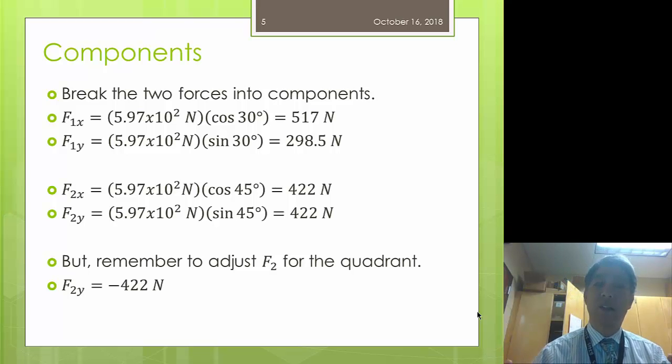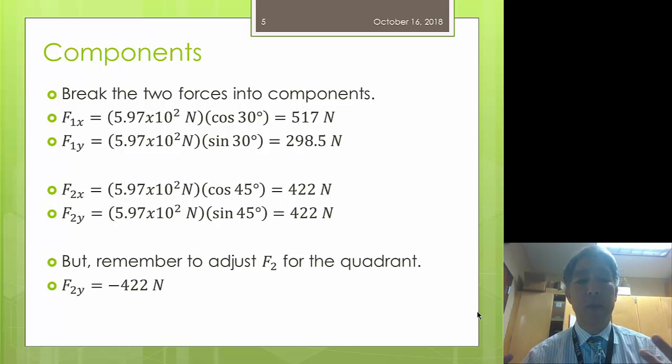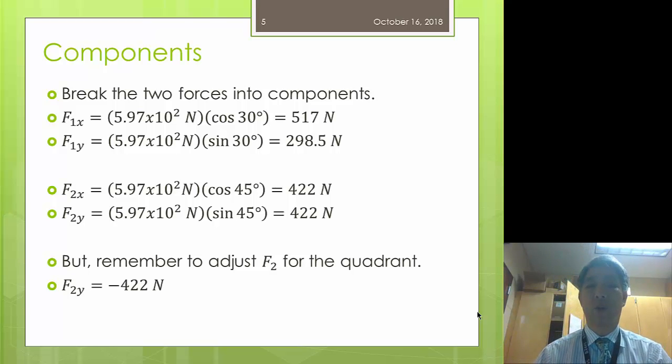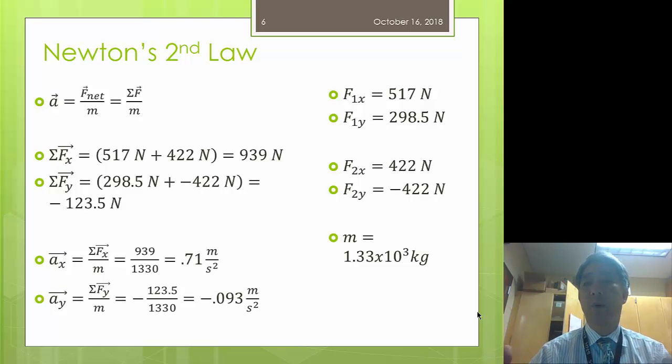In the fourth quadrant, as F2 is, the y component will be negative. The x component is positive, but the y component needs to be adjusted to minus 422 newtons. Now that I have the various components as shown on the right here, Newton's second law comes into play, which says the acceleration is equal to the sum of all those forces divided by the mass.